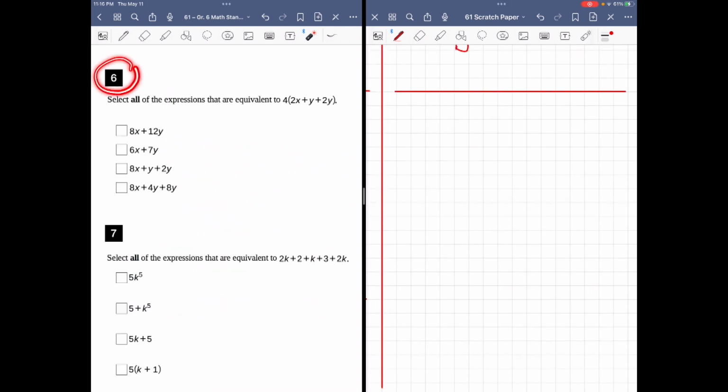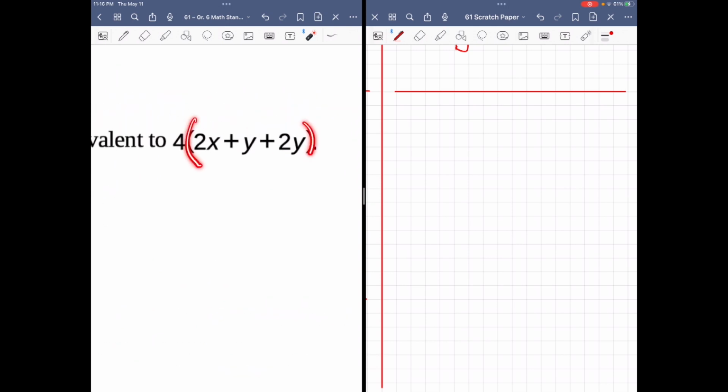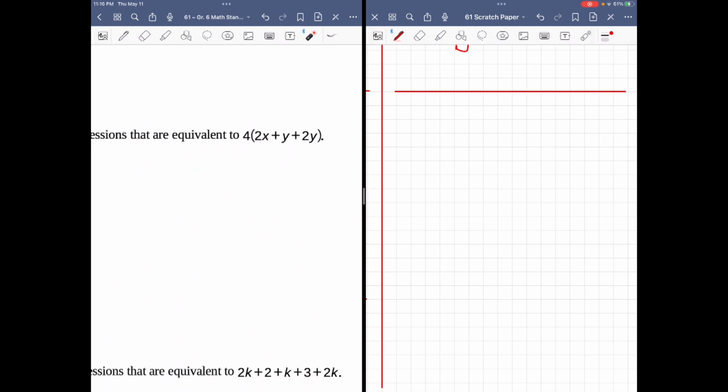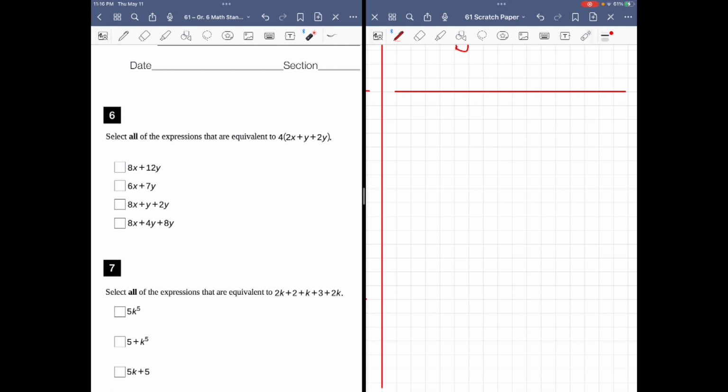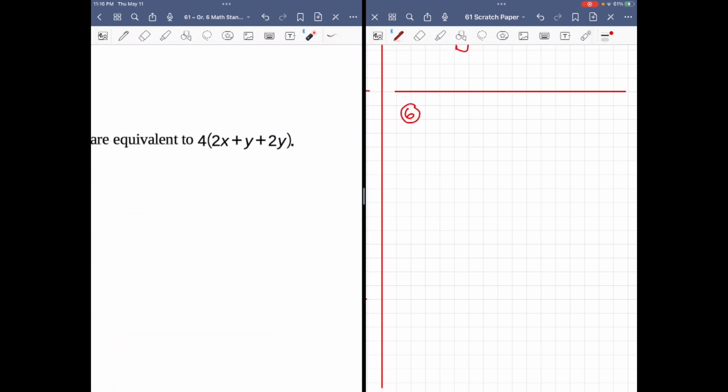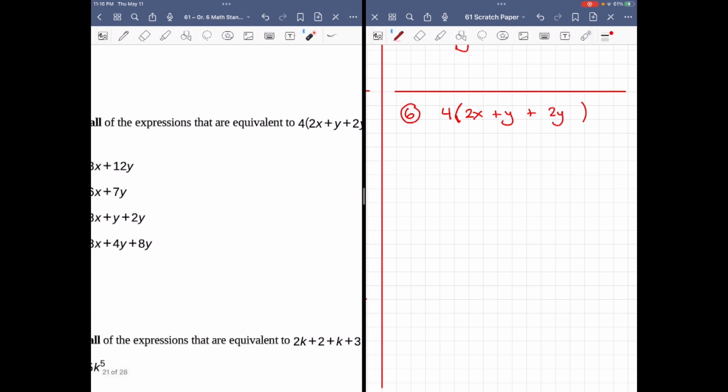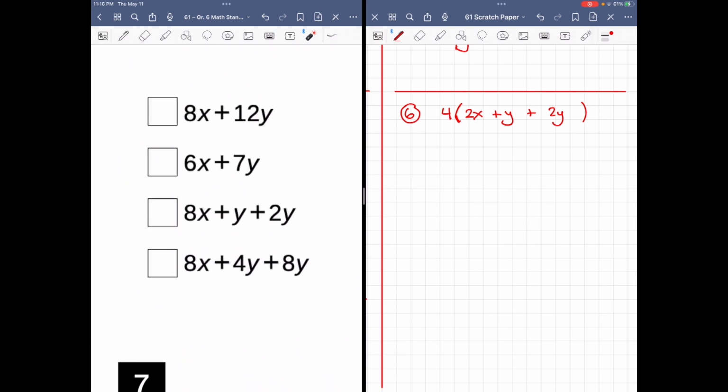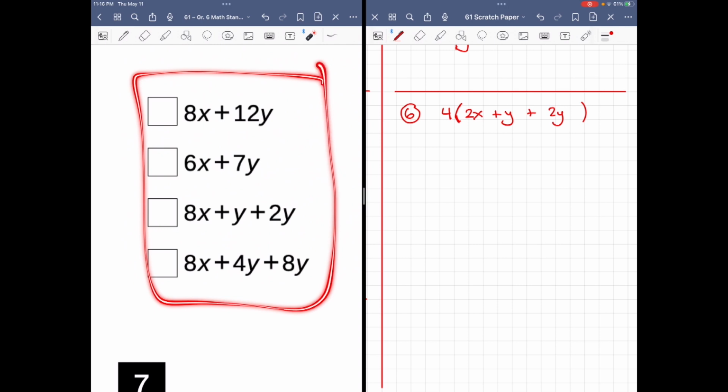Here is problem number 6. Select all of the expressions that are equivalent to 4 times the quantity, 2x plus y plus 2y. So let's go ahead and write down that expression on our scratch paper. Here is problem number 6. And once again, write 4 times the quantity. Give yourself lots of space inside. 2x plus y plus 2y. And we have to select all of the choices that are equivalent to that expression. So here are our 4 choices.